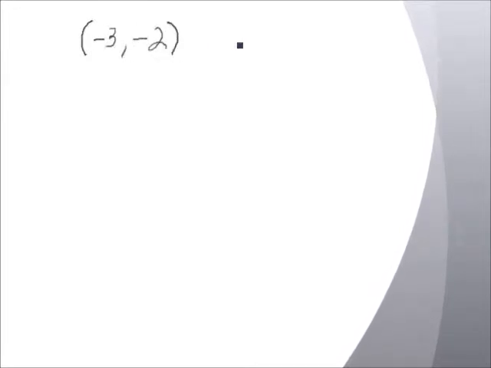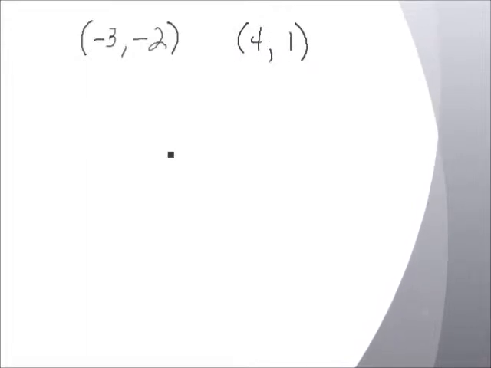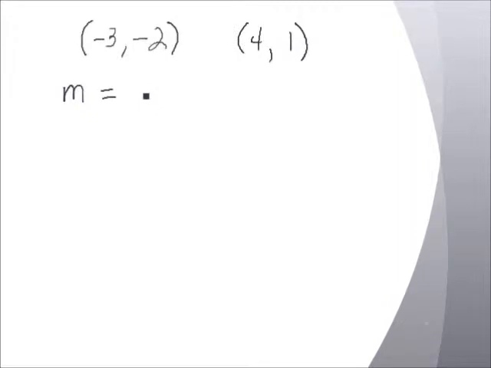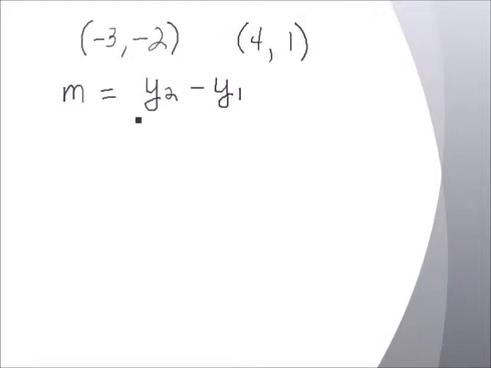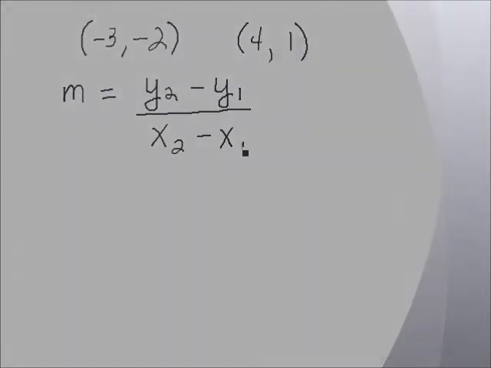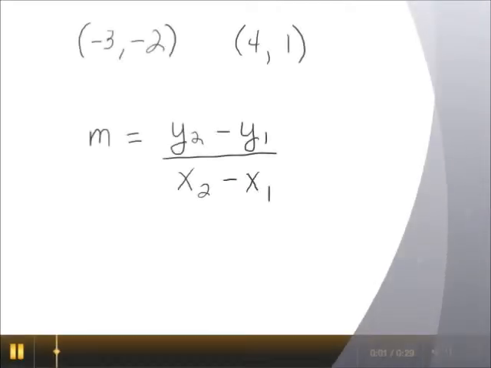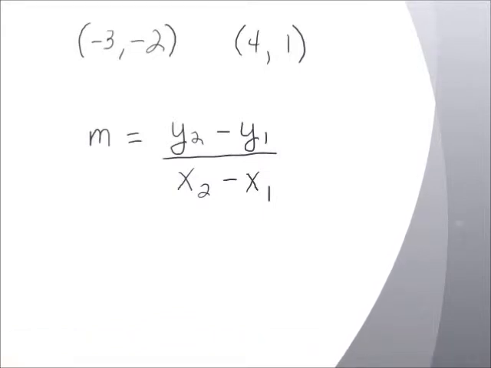Now that we have our points, -3, -2, and 4, 1, let's calculate the slope. Remember, our formula is m equals y sub 2 minus y sub 1 divided by x sub 2 minus x sub 1. It does not matter which point we call x sub 1 and y sub 1, but we must remember to calculate the differences in the same order.